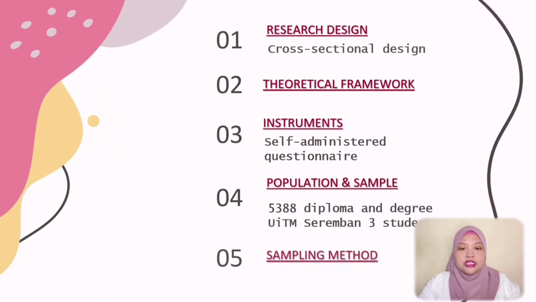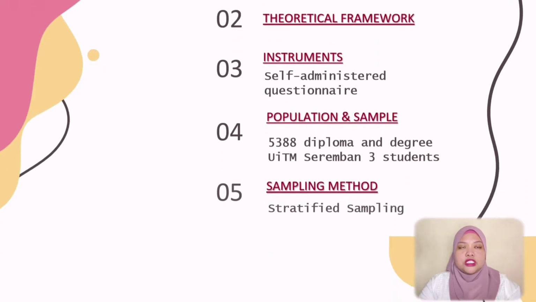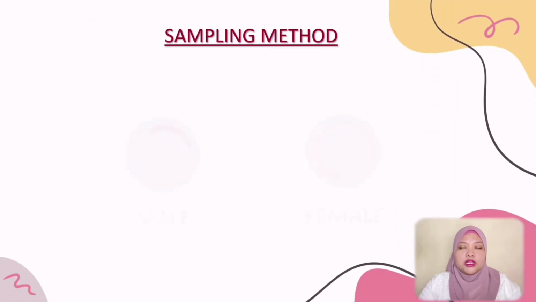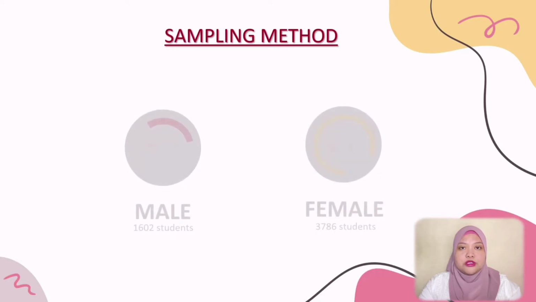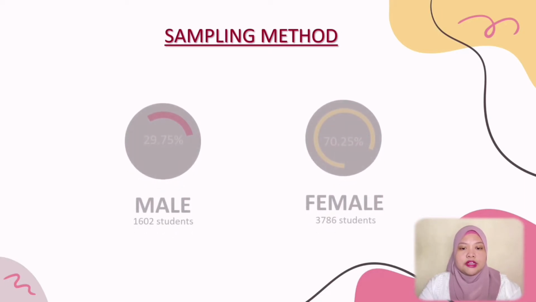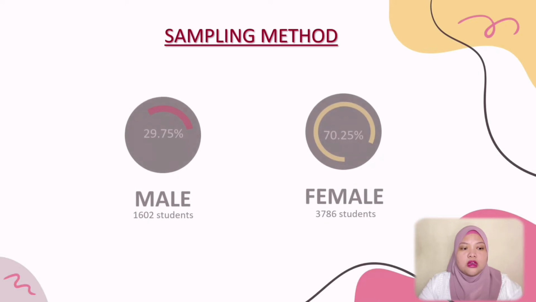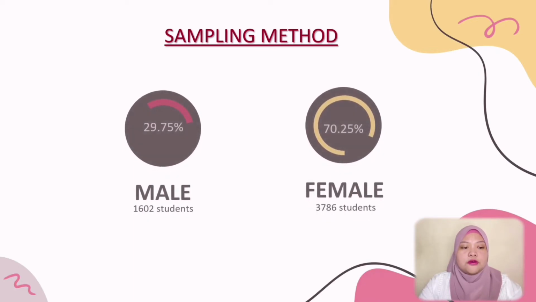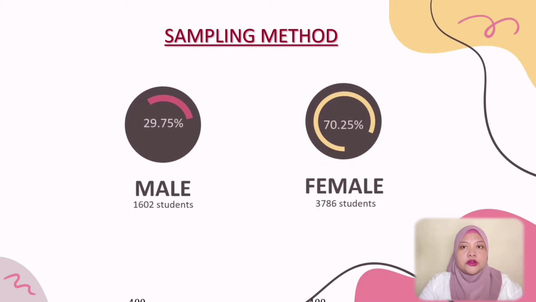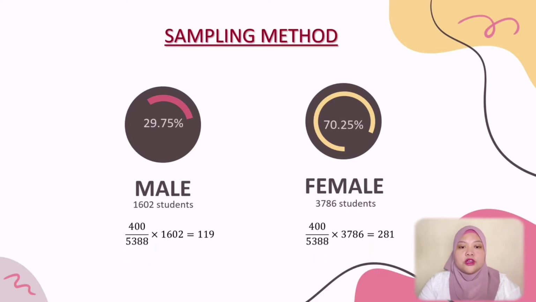For this study, the most suitable sampling method is stratified sampling. We decided to choose gender as a stratum. There are 1,602 male students and 3,786 female students. Using the formula in stratified sampling, we can see that 119 male students and 281 female students were chosen to be respondents.